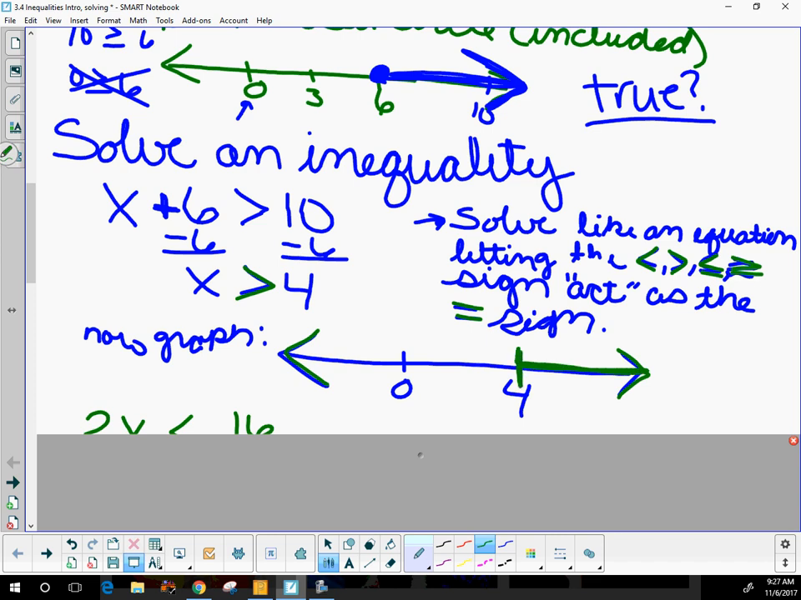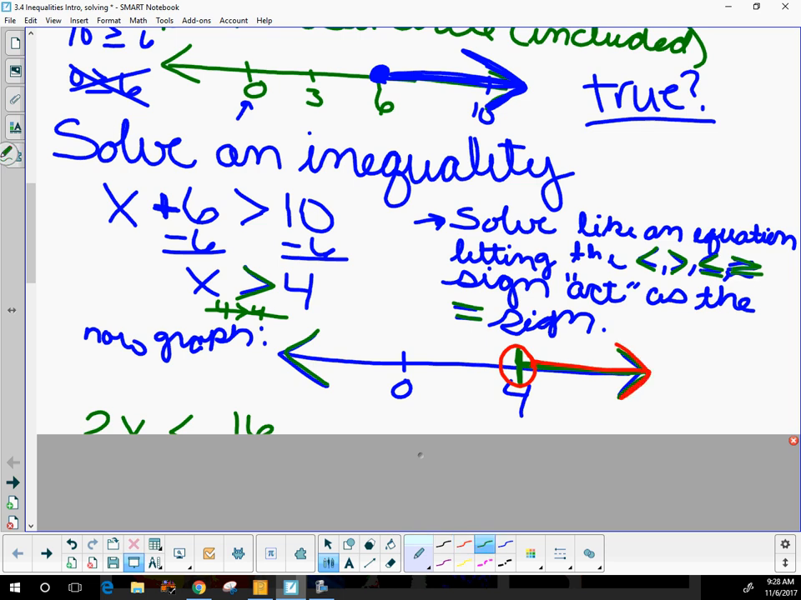Now, do I need an open or closed circle? That's going to be our biggest decision. Is 4 included? If I say 4 is greater than 4, is that true? It is absolutely not true. So I'm going to come over here, because I kind of scribbled with the green. I'm going to show you right on top that I would use an open circle to graph that.